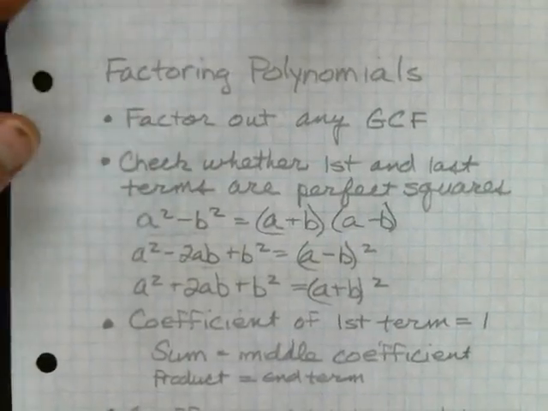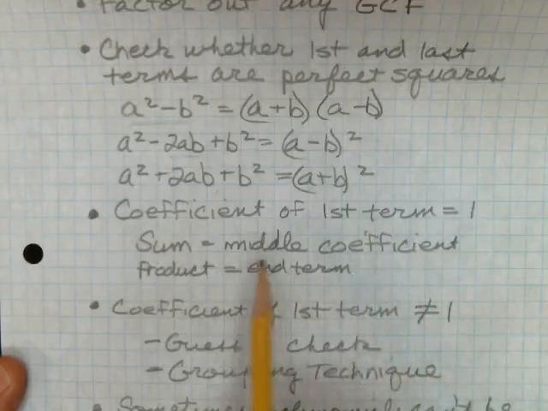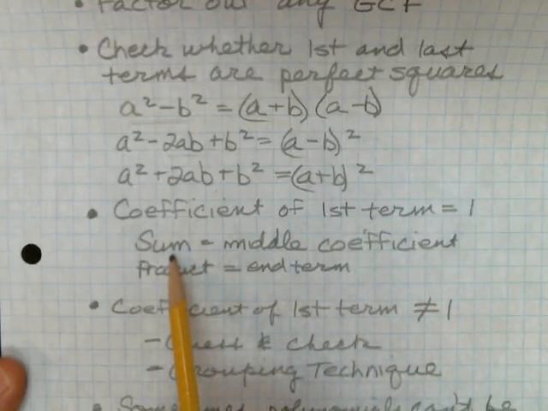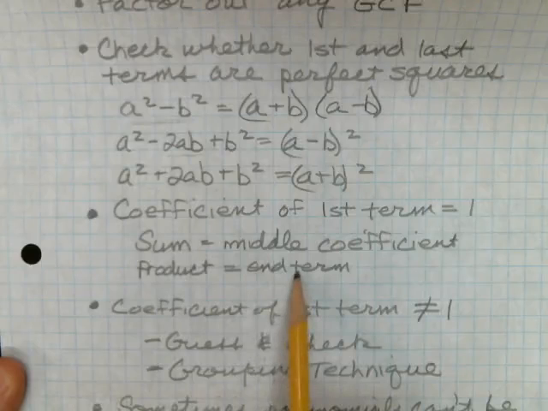Now, if we have a coefficient on the first term of 1, those are pretty easy also. We do a guess and check where we know that the sum is the middle coefficient, whatever that is, and the product is the end term. We'll go through some of those examples also.